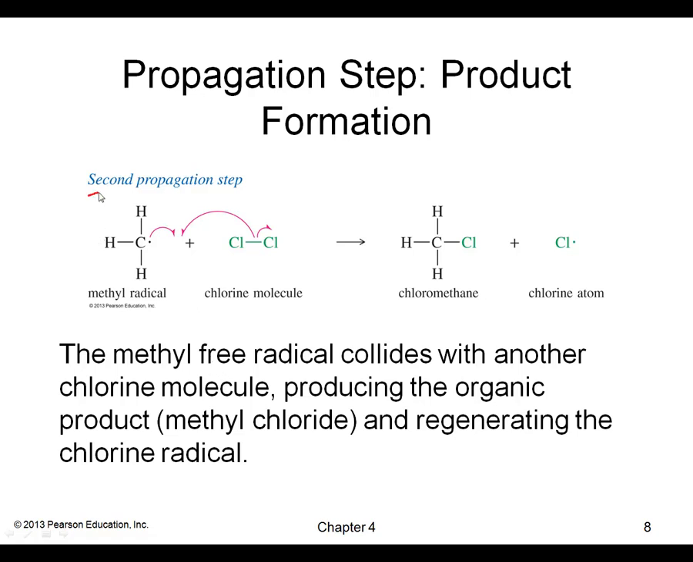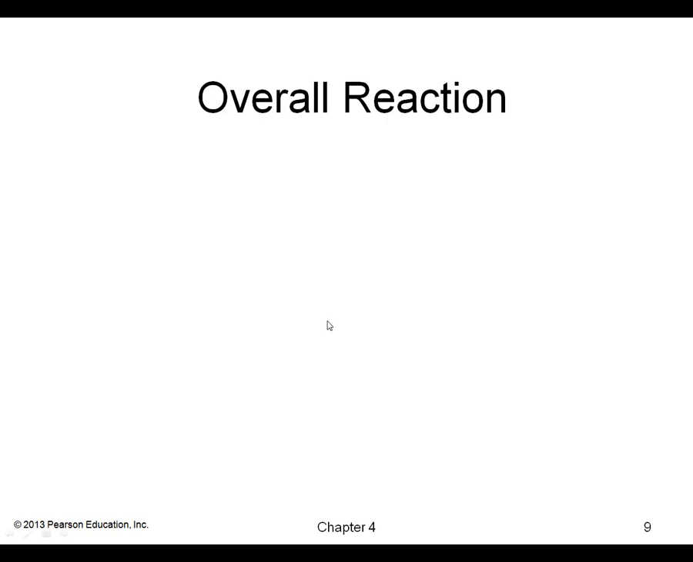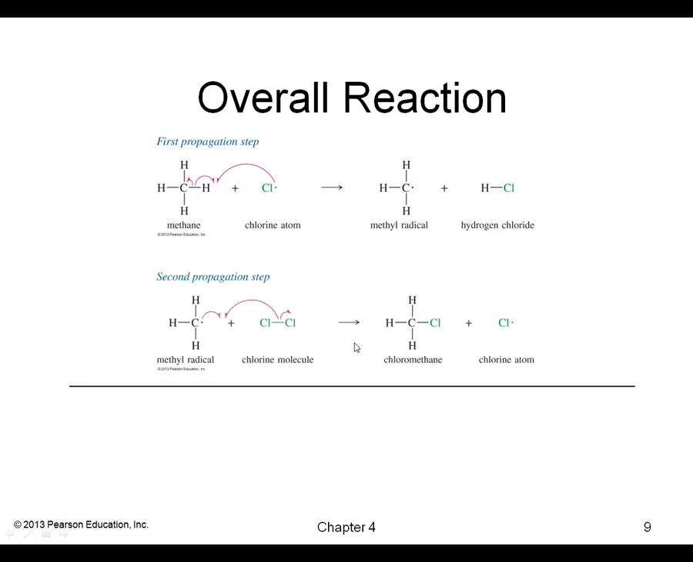In the second step, okay, remember there's always two steps in the propagation step. In the second step, we take our radical that formed, this time the methyl radical, and we react with an unused Cl2. And so the radical takes one of the chlorines, and the other electron in this bond stays with the other chlorine. And so we get a Cl dot forming here.